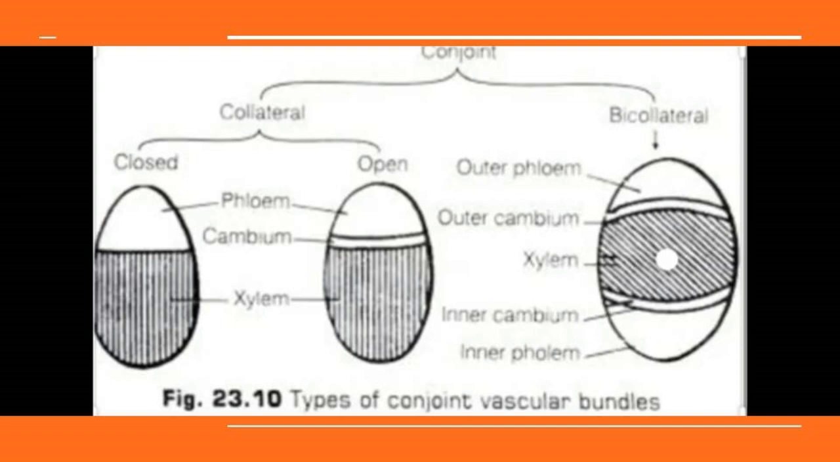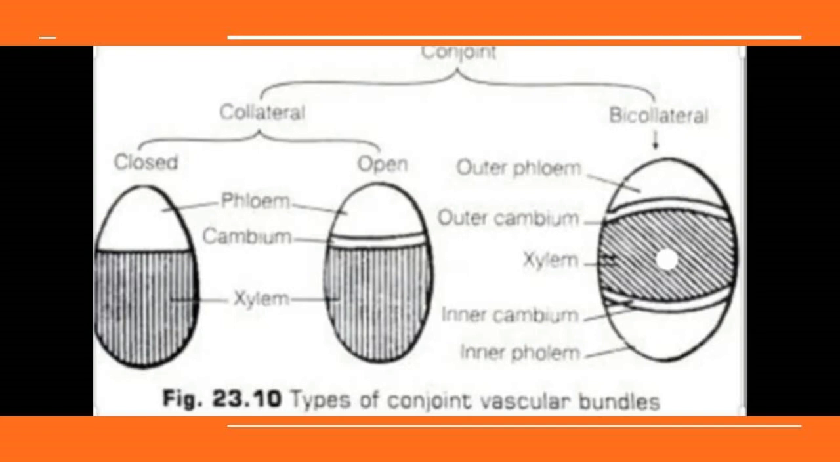You can see in this picture two types of conjoint bundles. One is collateral and the other is bicollateral. One is closed, the second one is open. You can see phloem and xylem, inner cambium and inner phloem, and outer cambium and outer phloem in the bicollateral. In this picture, we are going to see how vascular bundles are arranged and how xylem and phloem are arranged together.